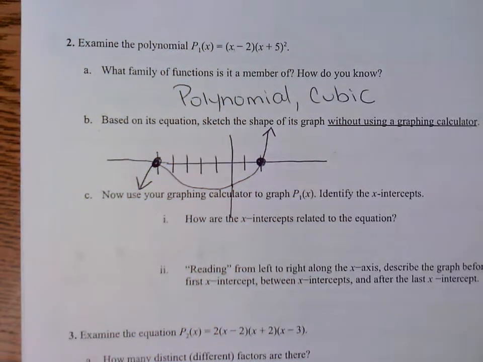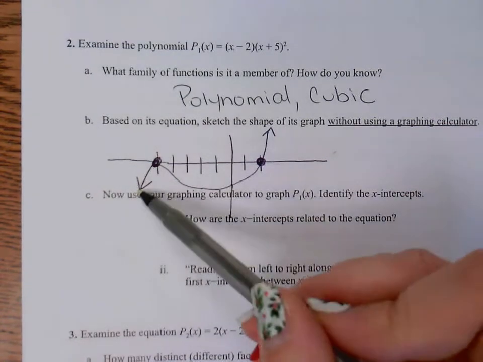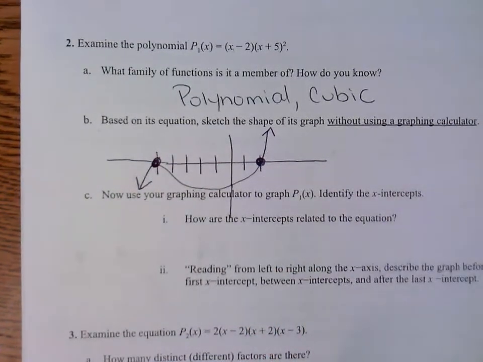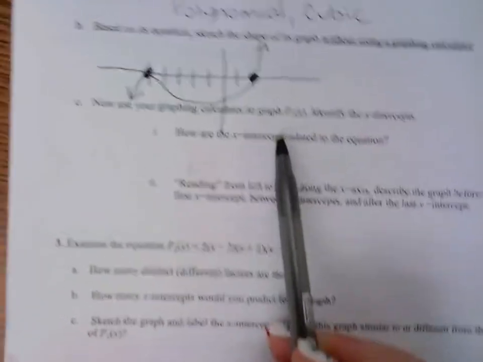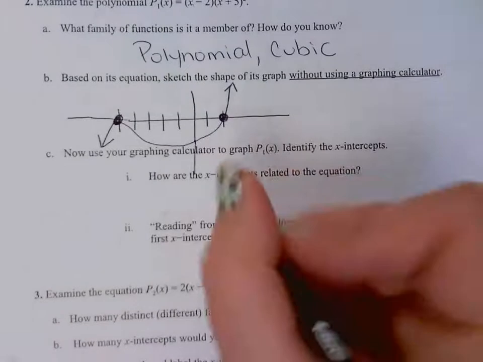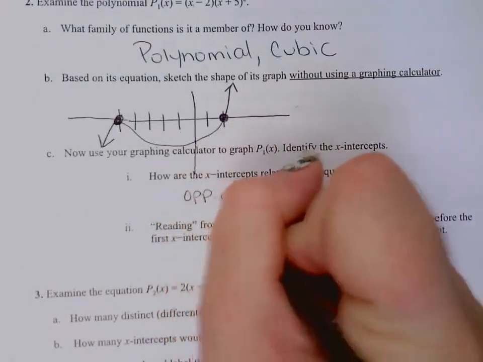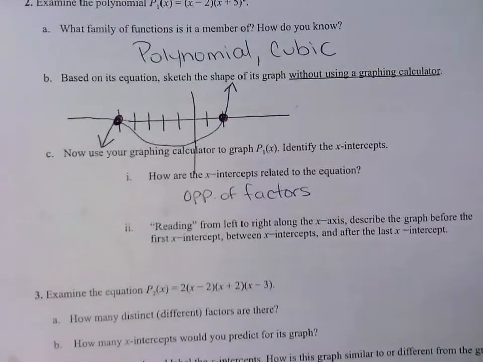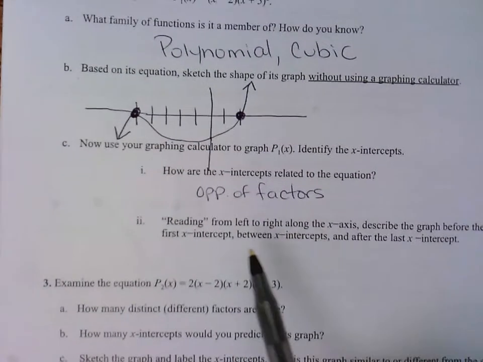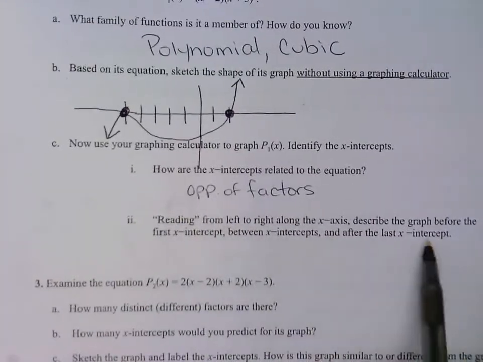So see what I mean by sketching? You've got some general gist of the shape, right? I know it's not parabola looking, right? It's got this thing bouncing off, cutting through. And it says, we already know how the x-intercepts are related, right? They're the opposites of the factors. Opposite of factors. So this was an exploration. We already know more than what this is asking you. And it just says, reading from left to right, describe the graph.